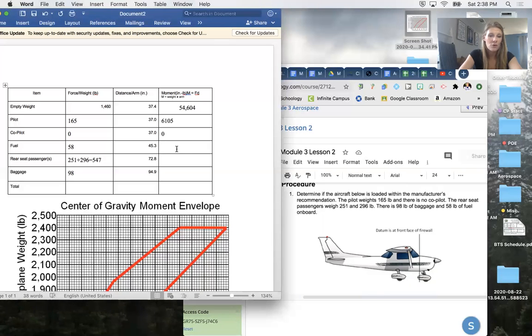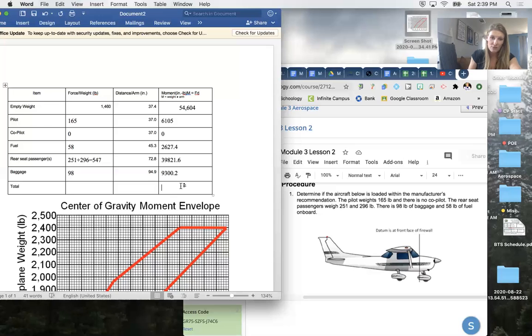So this is 0 because I have no co-pilot. 58 times my 45.3 gives me 2627.4. I have that 547 pounds are where my passengers are, and that gives me a moment of 39821.6, and I have my last calculation of 98 times 94.9, and we get 9,300.2.